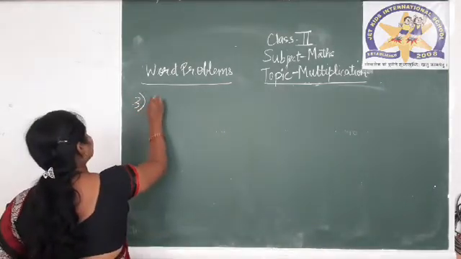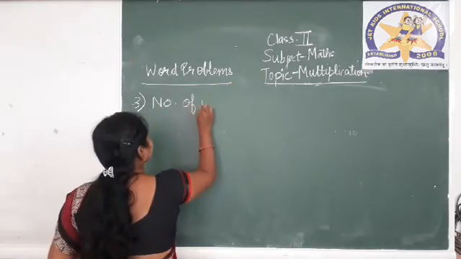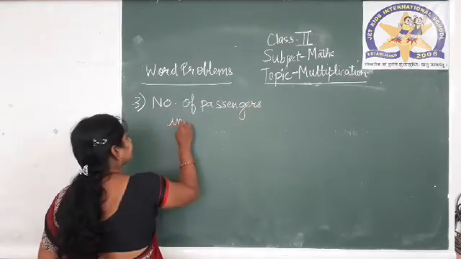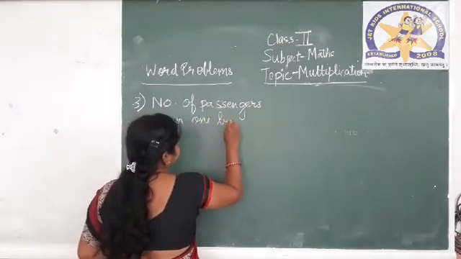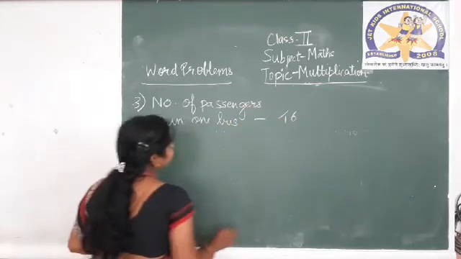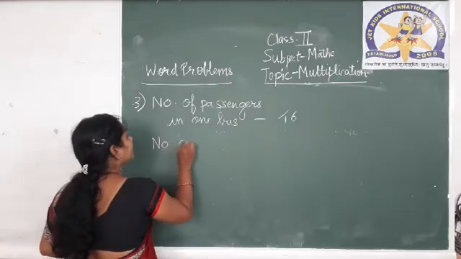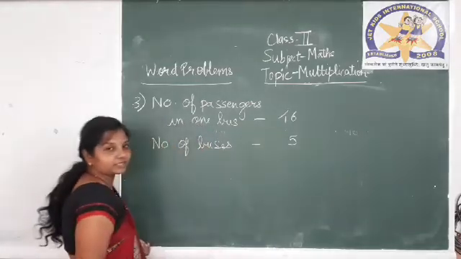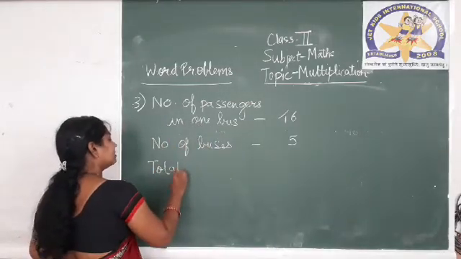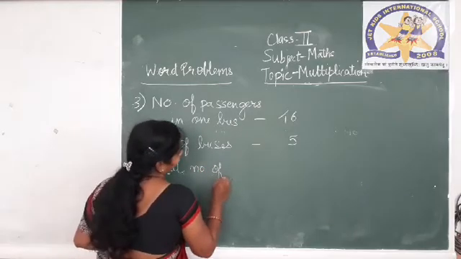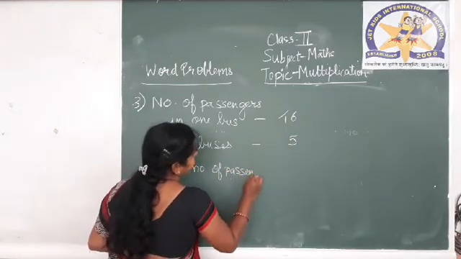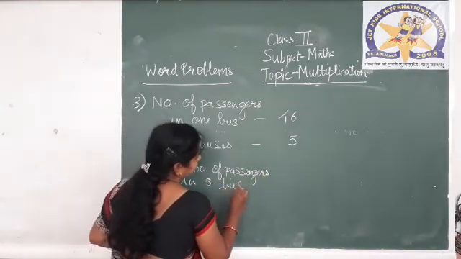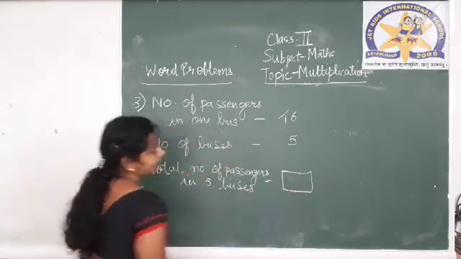First statement will be number of passengers in one bus. That is 46. Then number of buses. How many buses are they asking about? 5 buses. Then total number of passengers in 5 buses. That we have to find out.